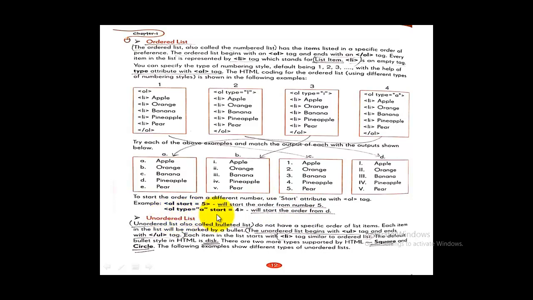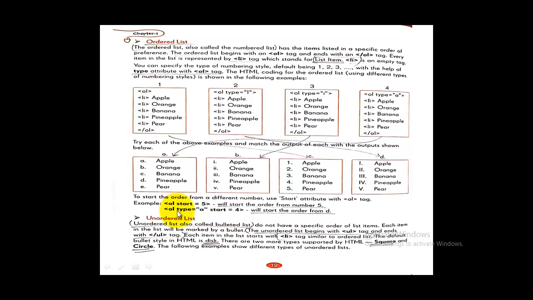Now OL type equal to A, start equal to 4. That is, we'll start the order from D. The ordered list type attribute is A, but it will start from 4. That is A, B, C, D. In the alphabet, A comes first, B comes second, C comes third, then fourth comes D. So it will start from D.